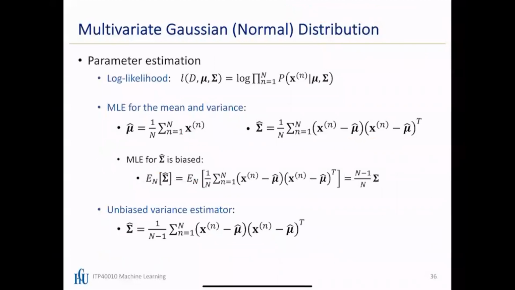So here are some additional derivation and some kind of a summation for log likelihood and maximum likelihood estimation. And also the same discussion applies to here, where this is a biased estimate of a covariance matrix. And in order to make that unbiased, we want to divide it by n-1.